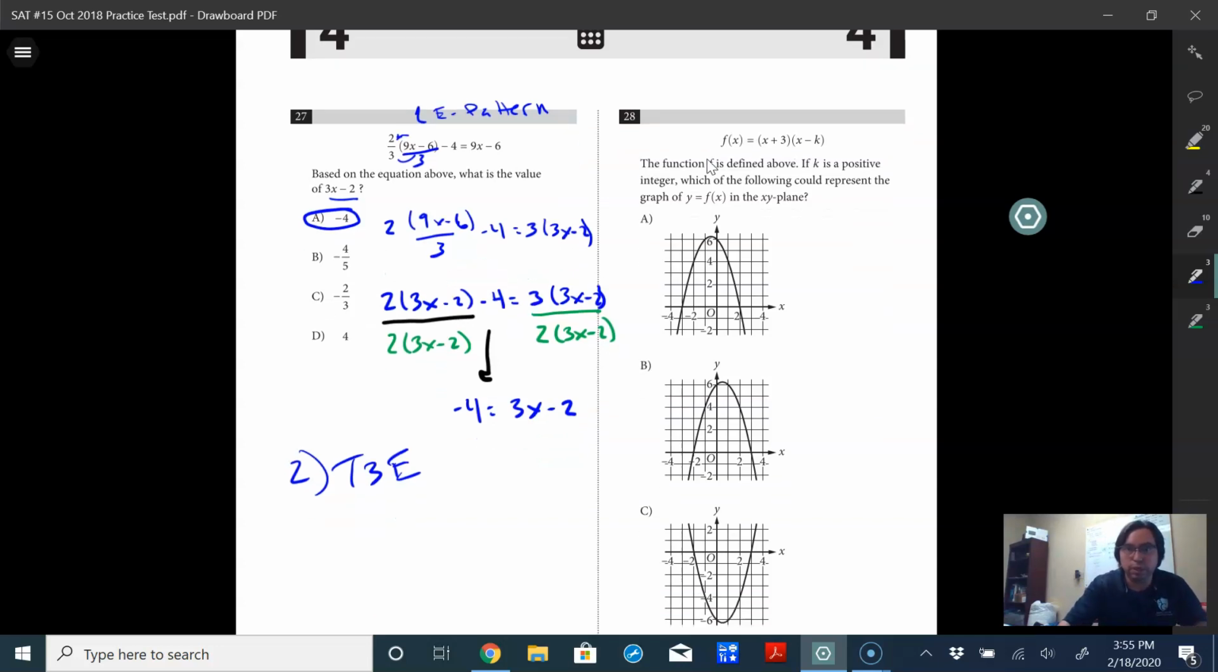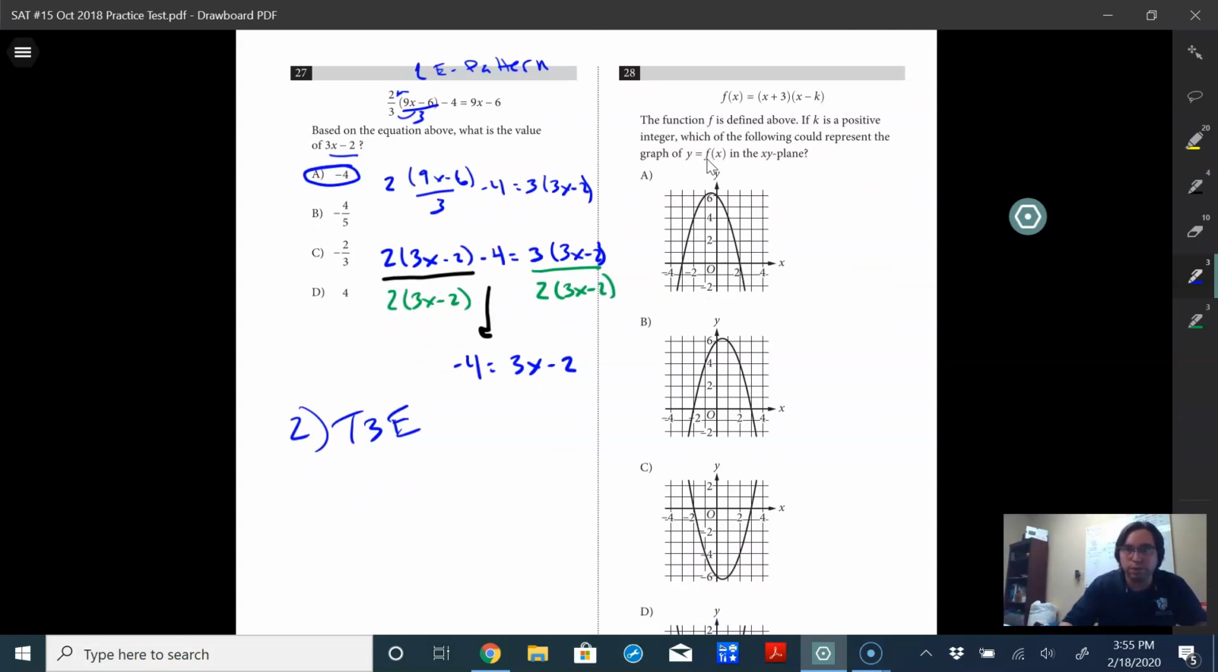Okay, so let's look at number 28 here. It says the function f is defined above. If k is a positive integer, which of the following could represent the graph of y equals f of x in the xy plane? So this is telling us that if k is a positive integer, let's just say it's 2 or something like that. And that means we should have intercepts at negative 3 and 2. And so we see that negative 3 here, that's going to be 1, 2, 3, so that checks out.